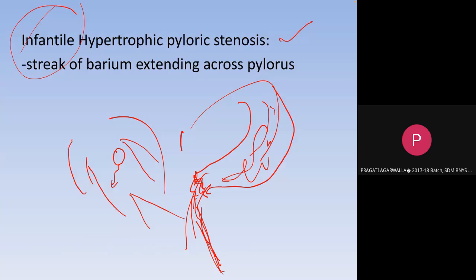Then we did a release. If I'm not wrong, it's called some Henley's release or something, where the stenosis is like this. So we give an incision like this and suture it like this. Did you get that? The stenosis like this, you cut it like this and suture it lengthwise. So the thickness is increased. This is how you repair a pyloric stenosis, and this is how it will present.